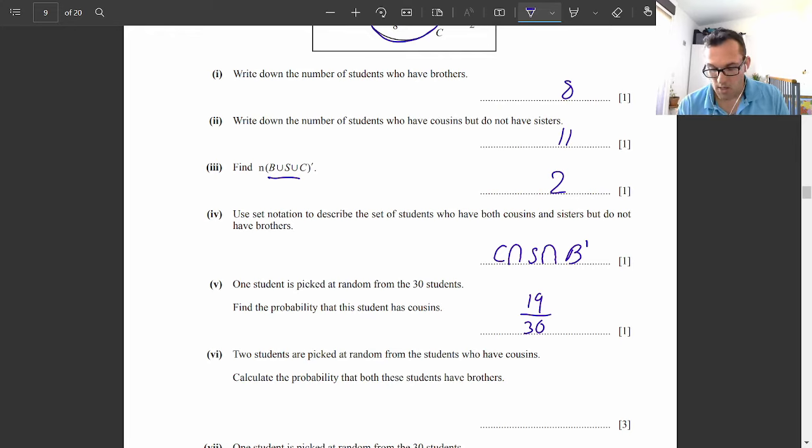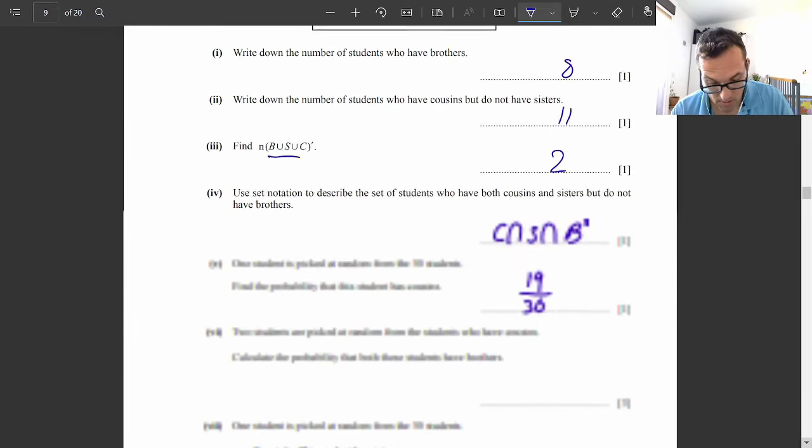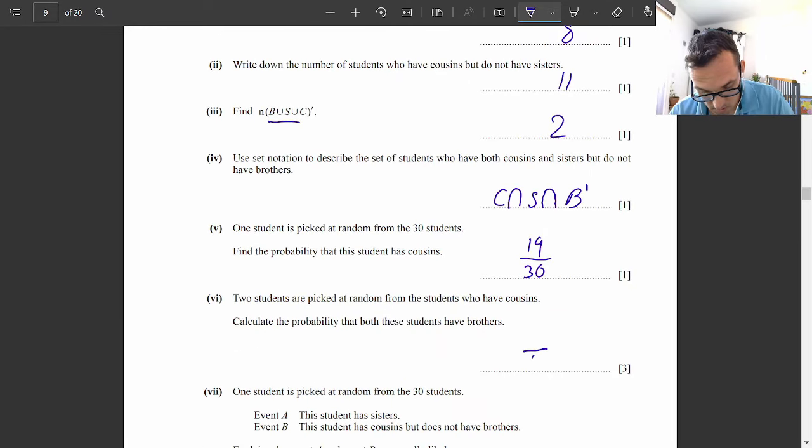That's good enough. Two students are picked at random from the students who have cousins. So now things have changed. We're not picking from all the students. We're only picking from this set here. So how many again? That is 1 plus 7 plus 8 plus 3, 19. So there's only 19 students we are picking from. So now my fraction is out of 19. But it's 2 students, not just 1.